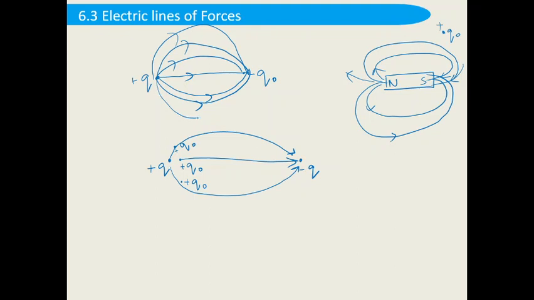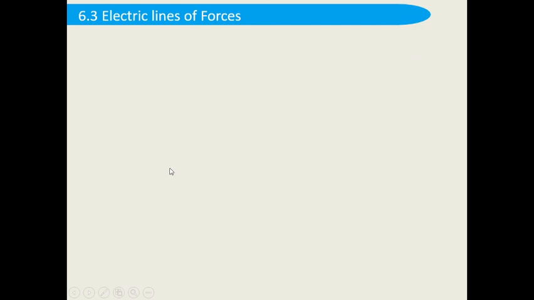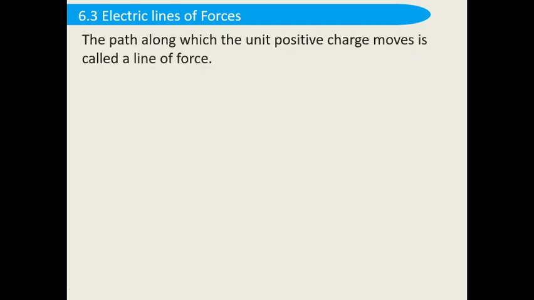So if I keep a test charge on this electric line of force, this is test charge plus Q0. So this Q0 will move along this line. So what is an electric line of force? It is a line of force in which a unit test charge will flow. So let us see the definition of electric lines of force. The path along which a unit positive charge moves is called a line of force. Okay. So this is a line of force.